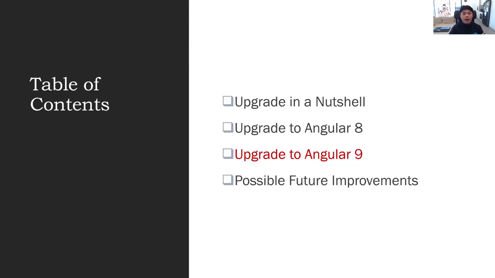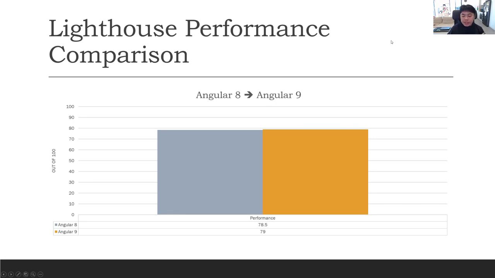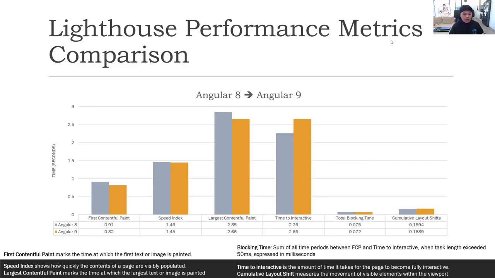So moving to Angular 9. Using the same thing on the developer console, you can see that we are on 9.1.12. Performance-wise, it rose a little bit from 78.5 to 79. First contentful paint got a slight reduction. I think this is the most important thing because first contentful paint marks the first text or image that appears on the page. So I think that's what the user will notice first.